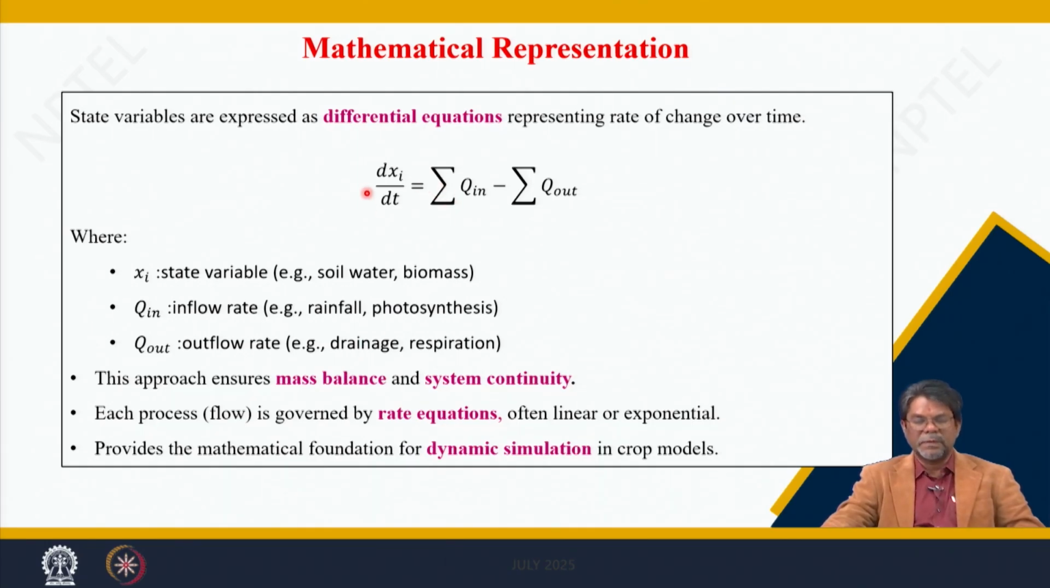So, dx by dt is the change per time: the rate of inflow and the rate of outflow. If you take soil water as a state variable, the inflow is your rainfall and the outflow is the drainage. That indicates the soil water content changes over time. If you take crop biomass, the inflow is photosynthesis and the outflow is respiration, because some carbohydrate is lost in respiration. So, the difference between the inflow and outflow gives the change of biomass over time, the rate of inflow and the rate of outflow.